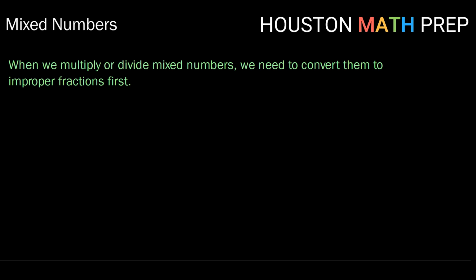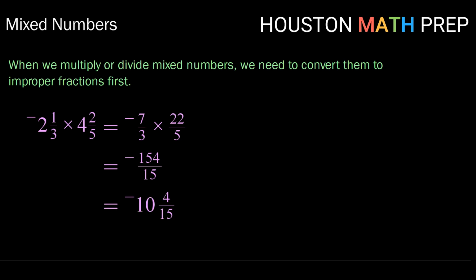Now we can also multiply and divide mixed numbers, but when we do, we need to convert them to improper fractions first. They don't do well as mixed numbers for multiplication and division. So taking a look at -2 and 1/3 times 4 and 2/5, we would first want to convert those to their improper fractions, -7/3 and 22/5. Then we can multiply straight across like we do normally for fractions to get -154 over 15. If we then want to rewrite our answer as a mixed number, that would be -10 and 4/15.